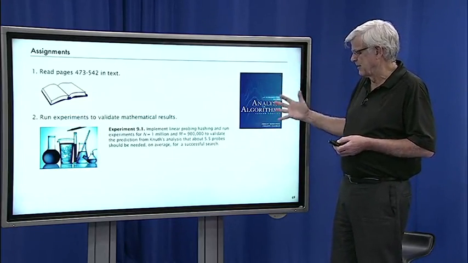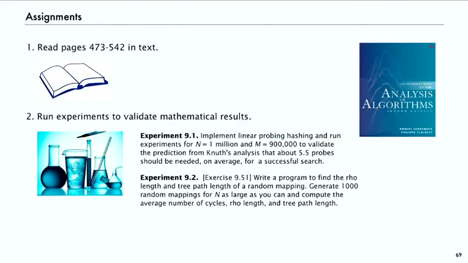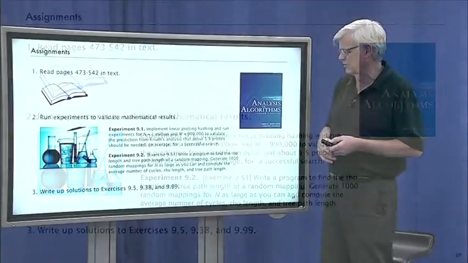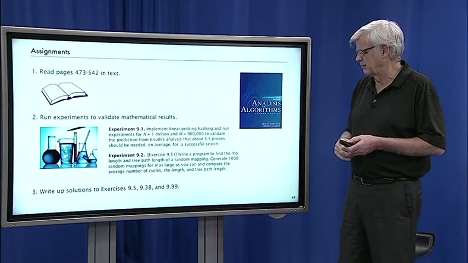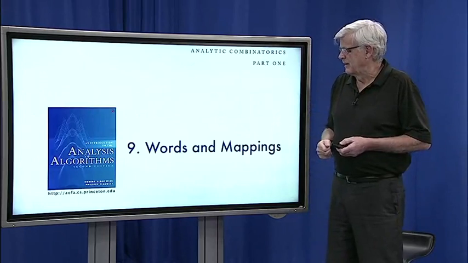To finish up, read that part of the text. Good idea to run empirical tests to see if Knuth's analysis works, and you'll find that it does. And it's also a good idea to take a look at properties of mappings and check that the analysis works as well. And then maybe write up those solutions to those exercises.